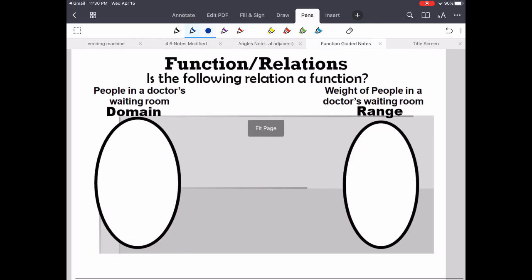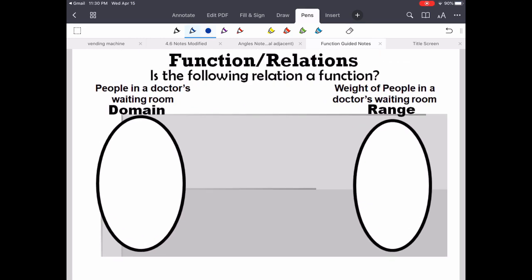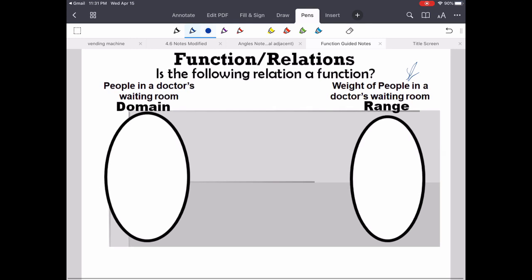I always think this is an interesting question, which when I teach this in class, I always pose. There's not a lot of information here, but if the domain is people in a doctor's waiting room, let's say it's you and your family, or just you and 4 or 5 strangers, it doesn't matter, is the weight of the people in the waiting room a function of the people in the waiting room? So I'll give you a second to think about that. You can pause the video and let me know what you think.